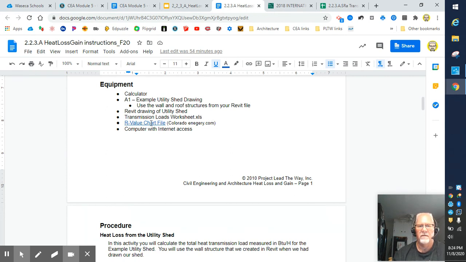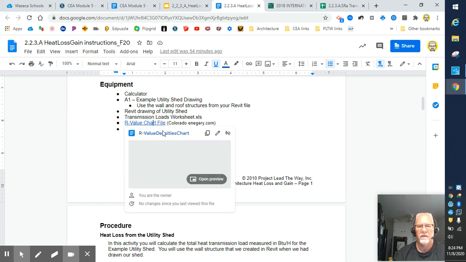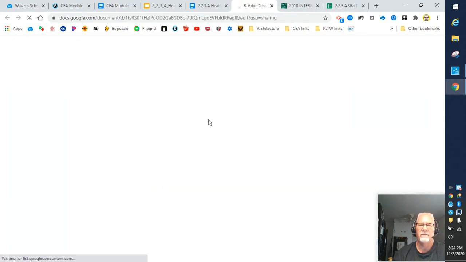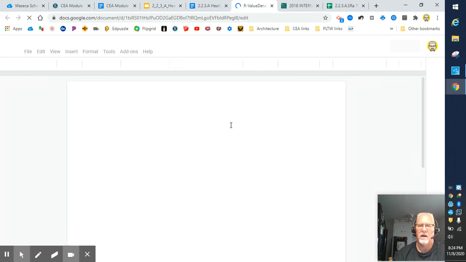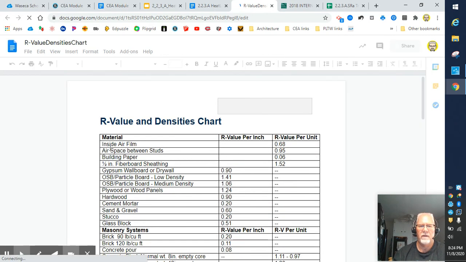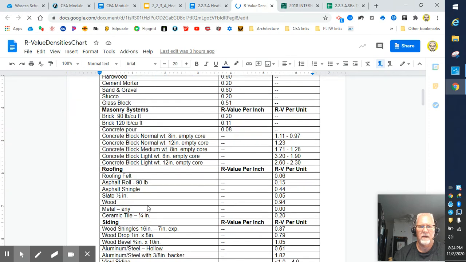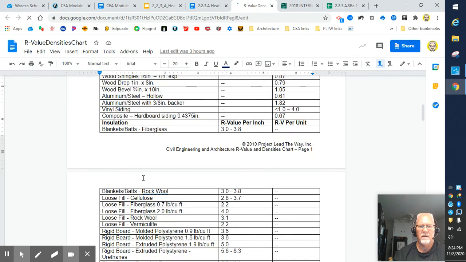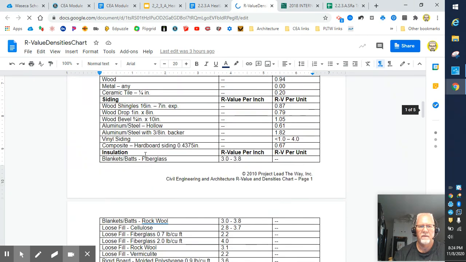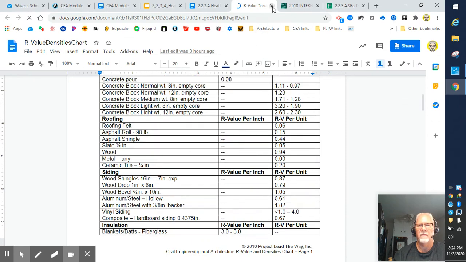There's an R value chart, so I'll link to it right here. It gets you to a reference guide so you can start figuring what's the R value for all these materials. So linking into that, we can figure out our air film. We can look at our sheeting. I think we have OSB. Okay, we'll use medium density OSB. Things like our siding is on here, roofing is on here, insulation, but you can get all of your R values from that chart.